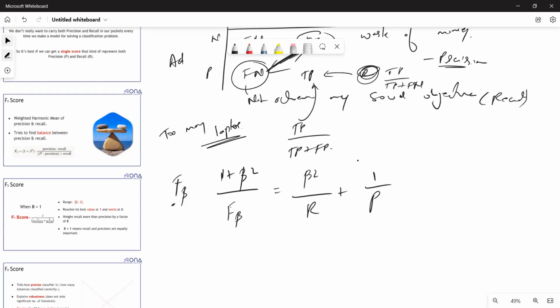Now beta here is the ratio of recall and precision. Let's say you want to give a weightage between recall and precision, like let's say I want to give 30% weightage to recall and 70% weightage to precision. So the beta will be 30 by 70, that is nothing but 3 by 7.